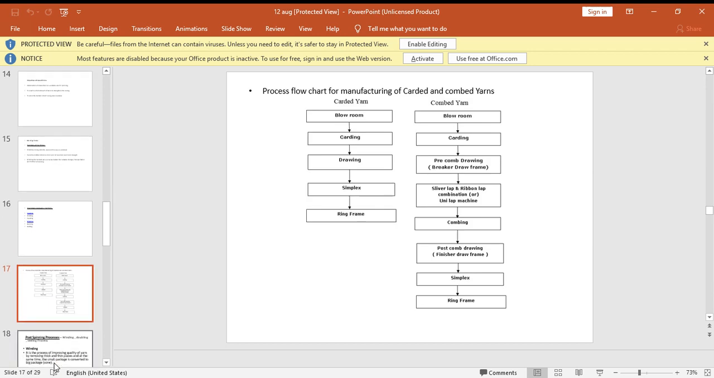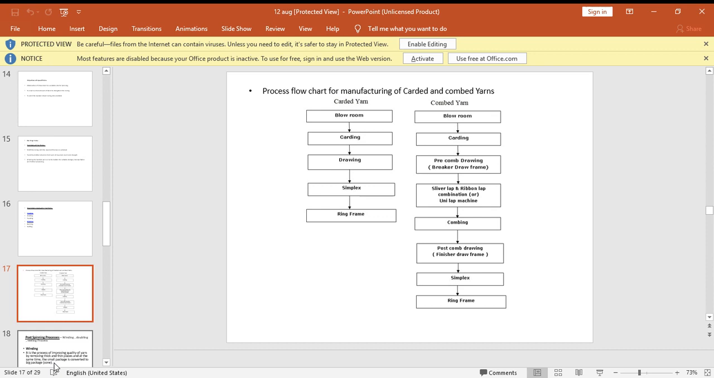Next, the process flowchart for manufacturing of carded and combed yarns. So first, carded yarn. The carded yarn flowchart is a sequence of processes: first blowroom, then carding, then drawing, then roving and ring frame.